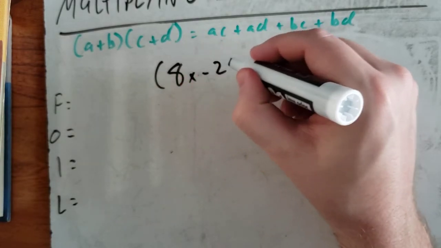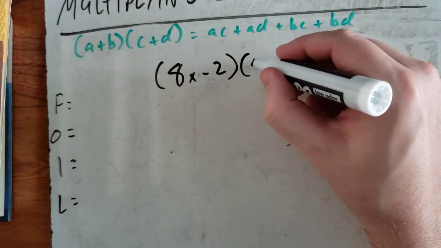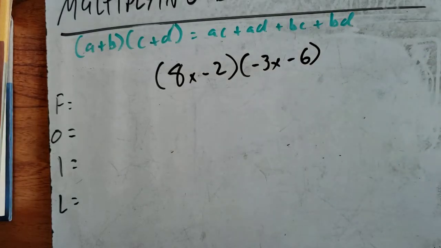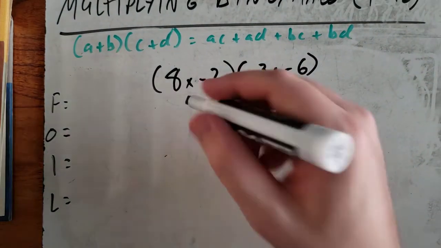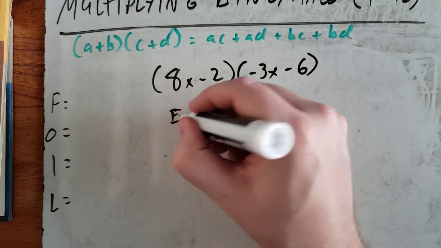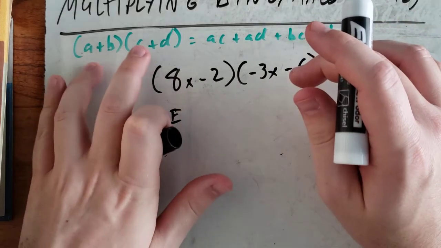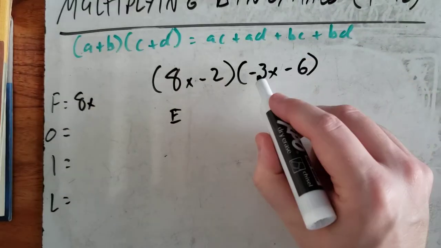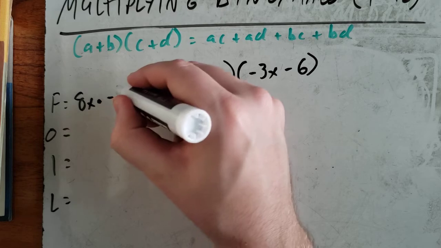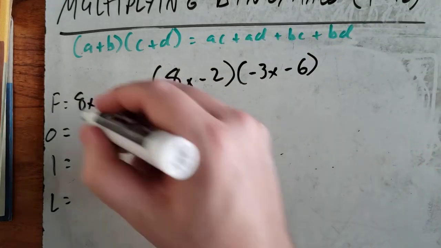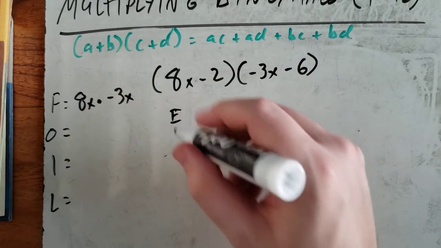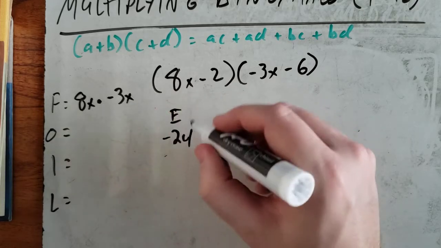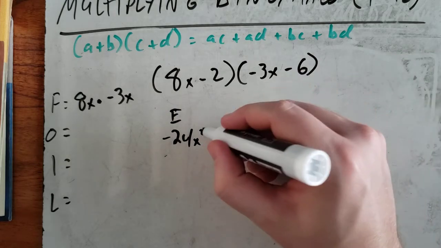(8x minus 2)(negative 3x minus 6). Okay, last one. Same process. Our F is first. What's our first? Our first ones, our A and our C terms. So our first terms here are 8x, times our negative 3x. When we do that, 8x times negative 3x, 8 times negative 3 is a negative 24, and our x is squared, because there's two of them.